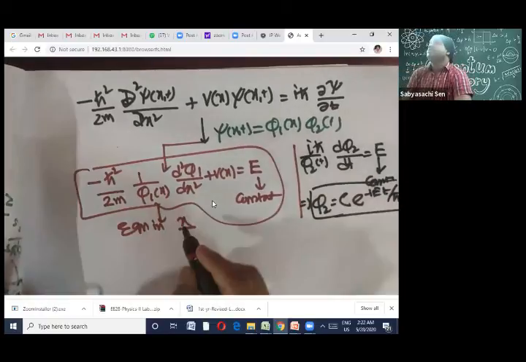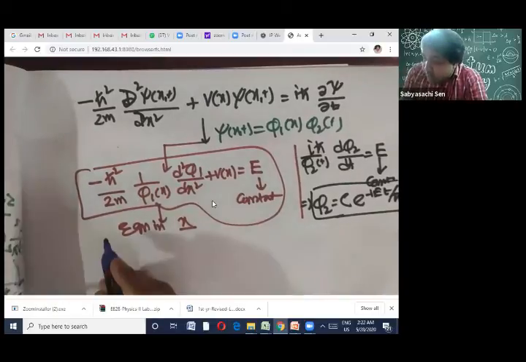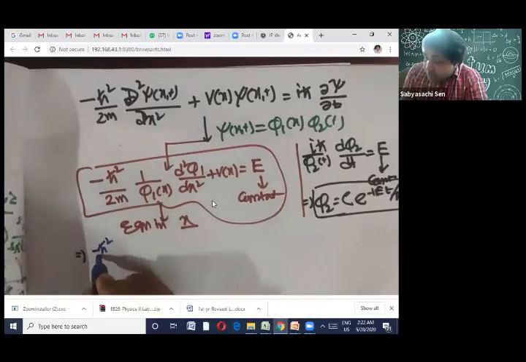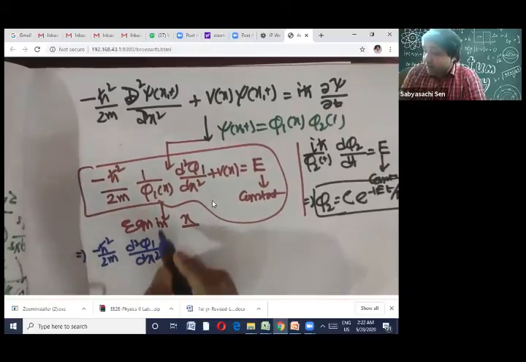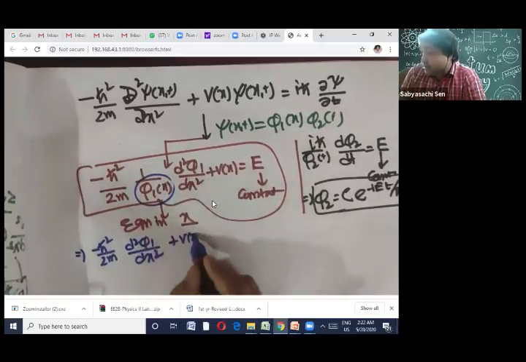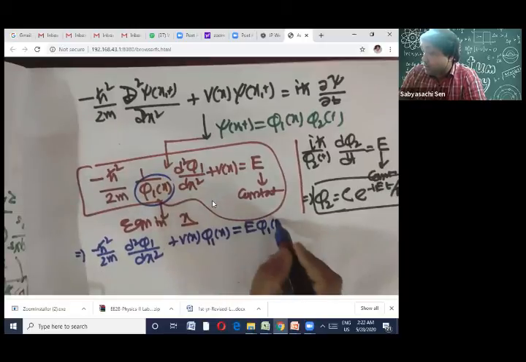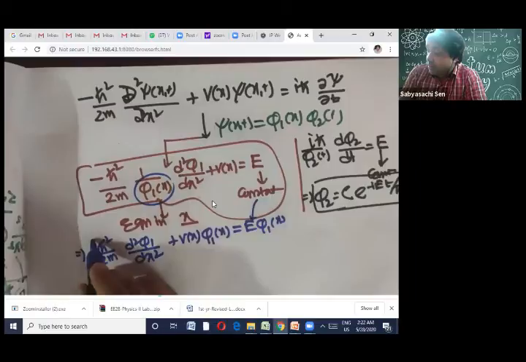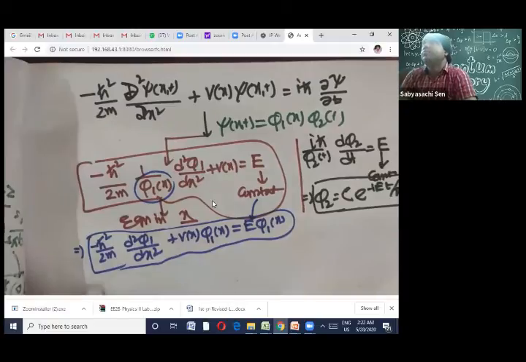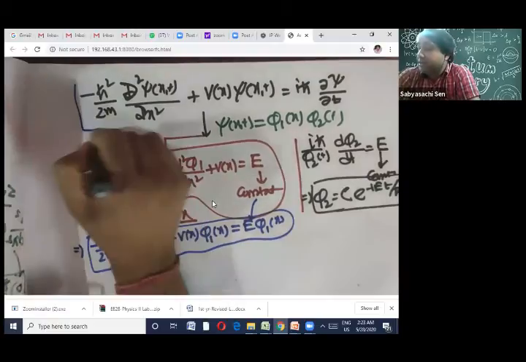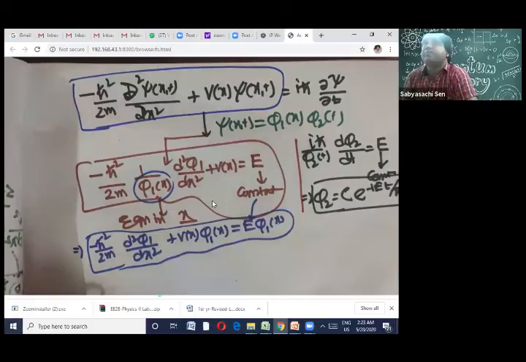Now look at the x part of the equation. If you look at the space part of the equation, I can do a bit more manipulation here. I can write this equation in this way: minus h cut square by 2m d2 phi 1 dx2, and this phi 1 can be taken up, so like this, is a constant. Now compare this equation in blue with the left hand side of the original equation, term by term. You will get a very funny thing.